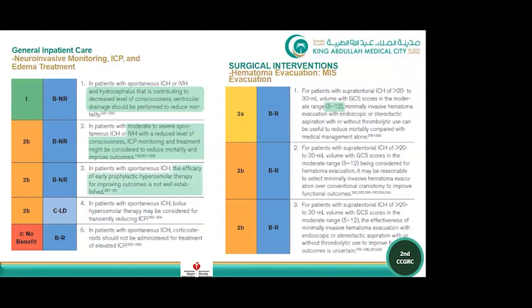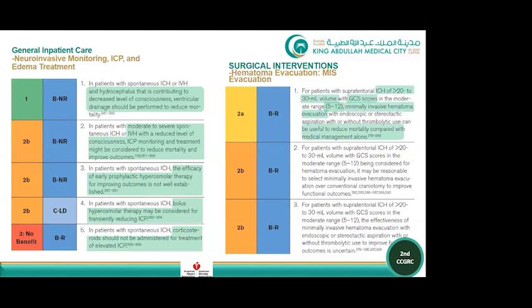And the use of early prophylactic hyperosmolar therapy is not established. And if it will be used, then the bolus regimen is preferred over the continuous regimen. And they recommend against use of corticosteroids as a treatment for elevated ICP or edema.